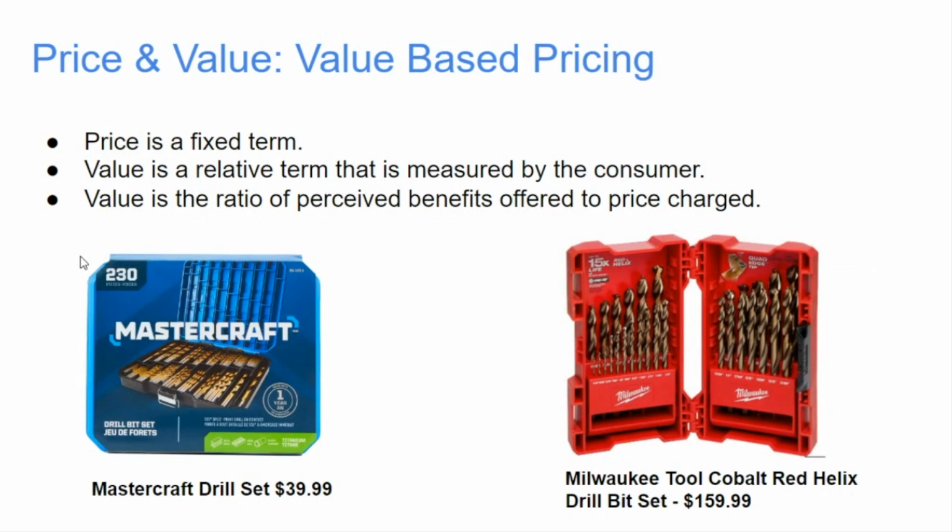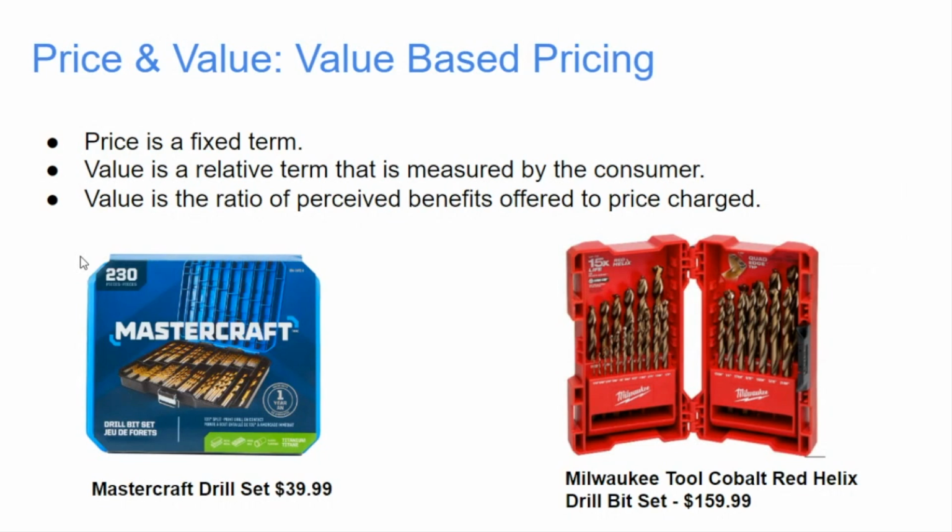Now, if you're still not clear on the basic concept of value, all you've got to do is look at 2 sets of drill bits, okay? So here we've got a basic set of drill bits that you can buy at Canadian Tire. This is a 230 drill bit set, and you can buy it at Canadian Tire today for $40.